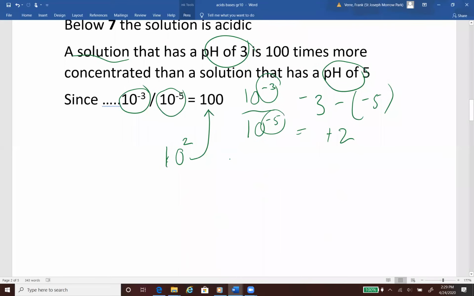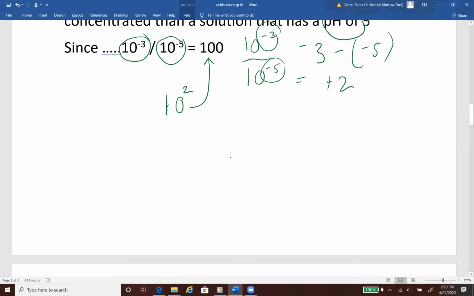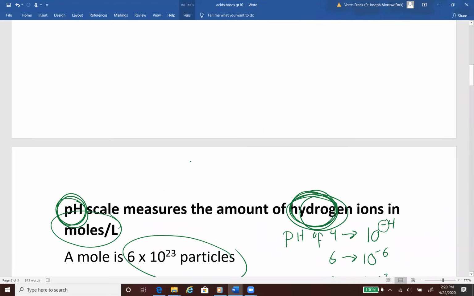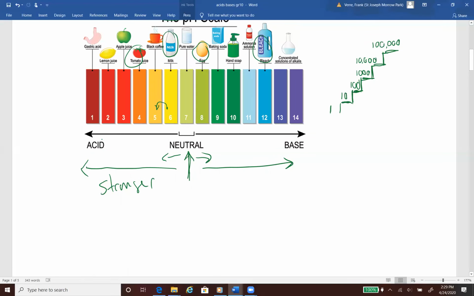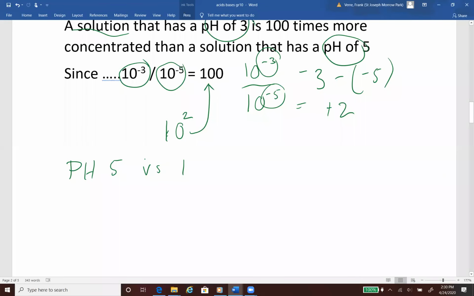So let's look at an example, which I thought I had here. So let's make an example then. Let's compare pH 5 versus pH 1. Okay? Now, pH 5 and 1 are both acidic, but if you recall, as we move from 7 down, it becomes a stronger acid. So what that means then is that pH 1 is the stronger acid.